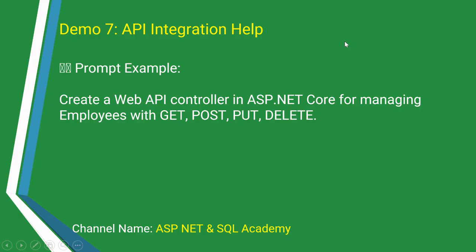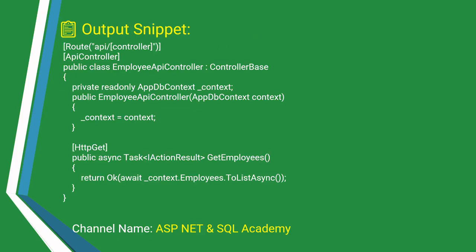ChatGPT instantly builds a web API structure you can plug into your front end, React, Angular, or Vue. This is the real power of combining ChatGPT with ASP.NET Core, faster API development with clean, consistent code.